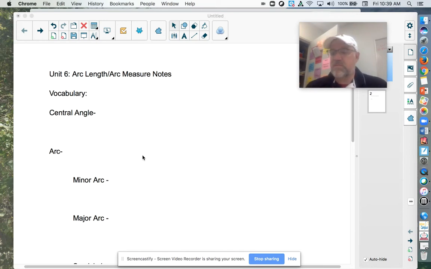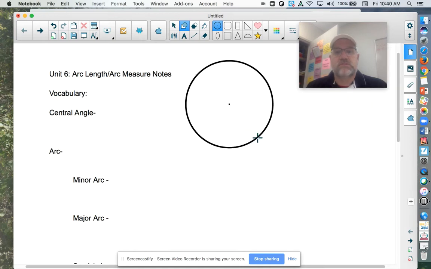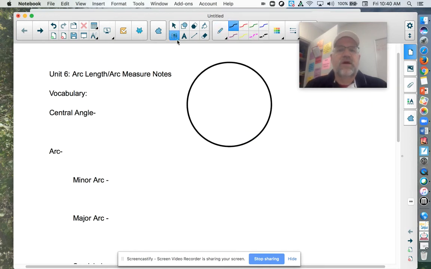When we're talking about arc lengths and arc measures, we're talking about circles and parts of the circle. Just to give you an idea of what part we're talking about, if I was going to draw a circle here, a perfect circle, just a freehand circle. Let's just make sure that we're aware of a couple things about this circle.